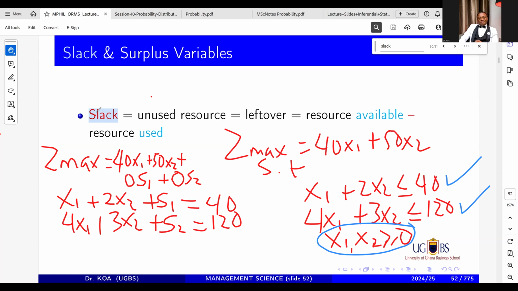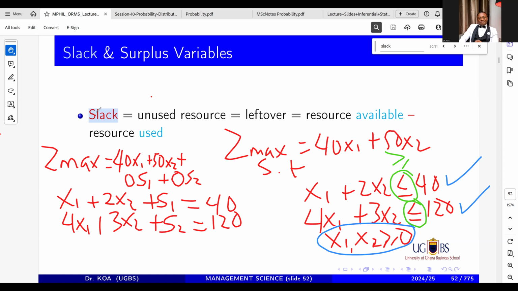So in this context, why is it plus S1? That is because the inequality sign is less than or equal to. When the inequality sign is greater than or equal to, we are going to have minus S1. When it is less than or equal to, you're going to have what we have.